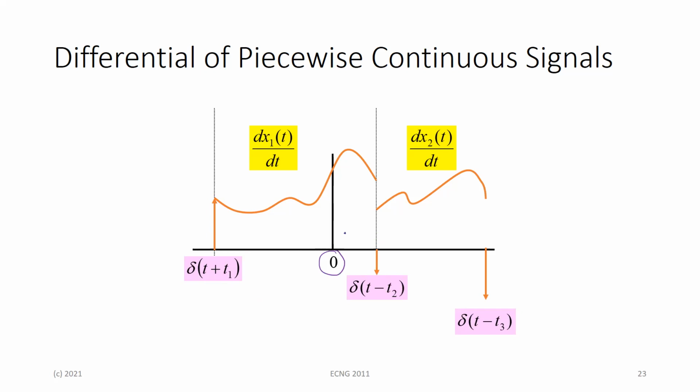Here, the impulse is after time 0, so that is at t minus t2. Here is t3, so the impulse is at t minus t3. Okay?